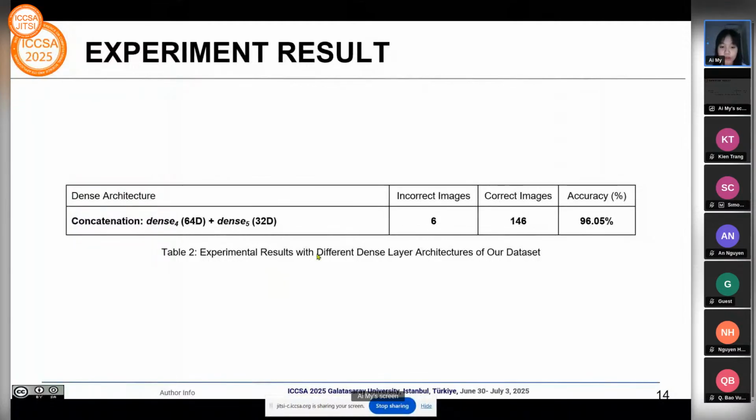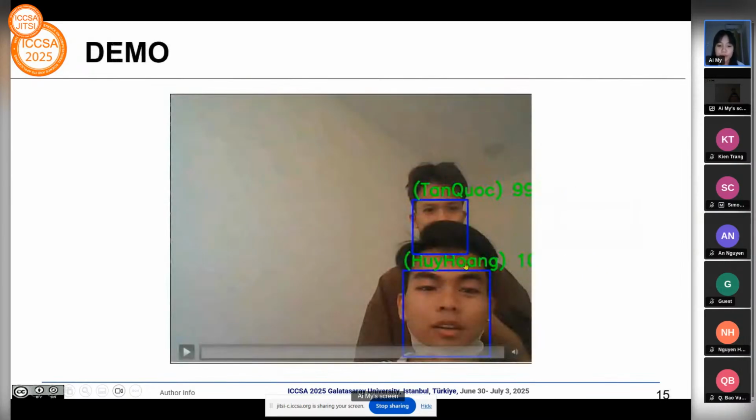We also evaluated the model on our dataset collected from students. Even in real-world uncontrolled conditions, the system achieved 96.05% accuracy, proving its robustness outside benchmark datasets. We've also built a demo that runs in real time using webcam input. It can detect and recognize masked faces with a confidence score.